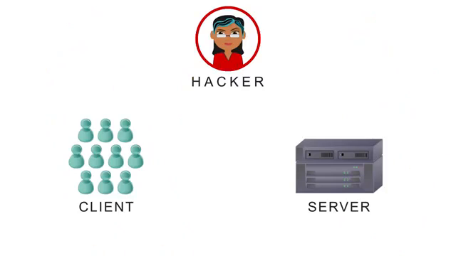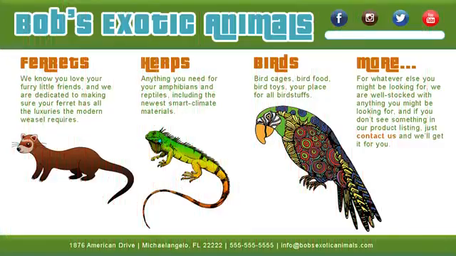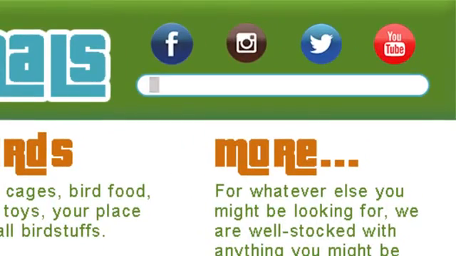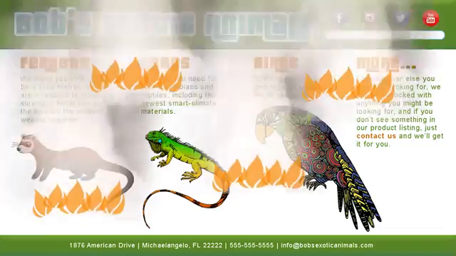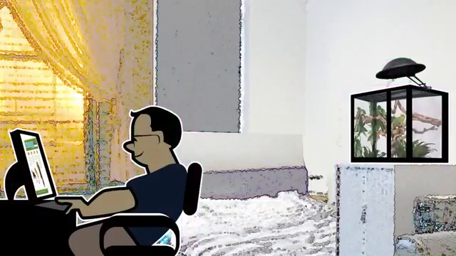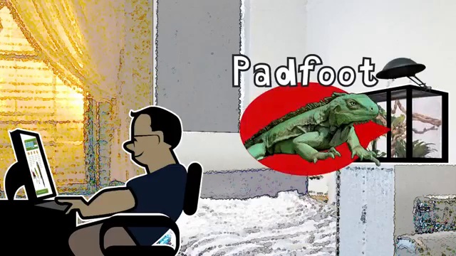Aside from attacking TCP/IP vulnerabilities, hackers are also adept at attacking poorly constructed websites. For instance, unprotected search mechanisms provide a popular point of access into a website. Let's look at a typical online store web application. Say you need to buy a heat lamp for your iguana, Padfoot.